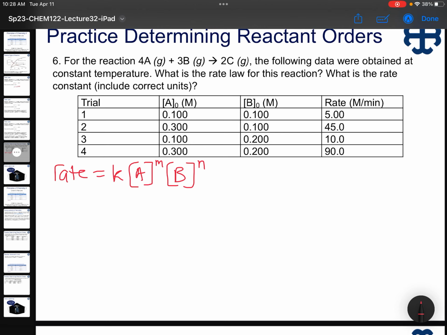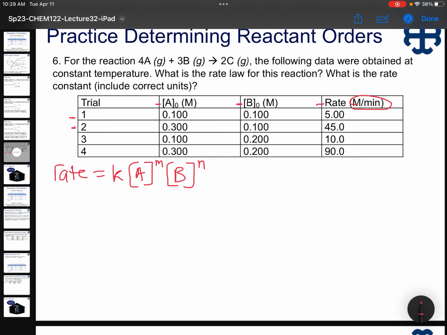And then the data that we're given, we're usually given concentrations. So you'll see here we have our concentration of A, here we have our concentration of B, and then we have a measurement of our rate in units of molar per minute, okay? And so what we can do is basically plug in these values and solve for the variables that we don't know. And so let's just take the first two trials, trial 1 and trial 2 here.